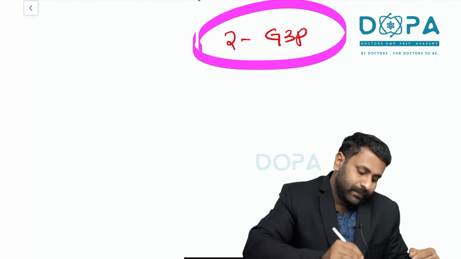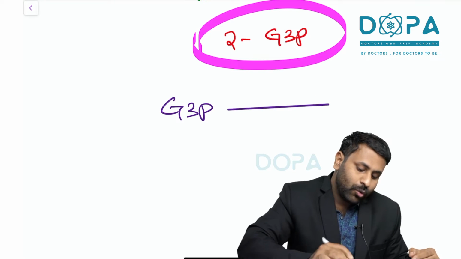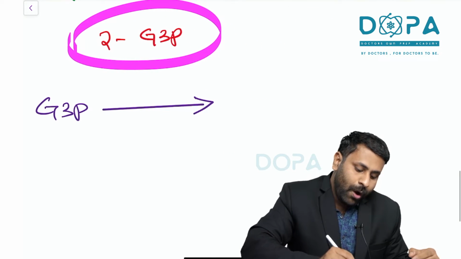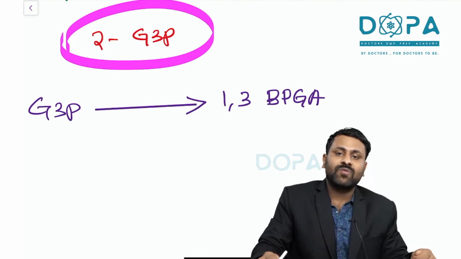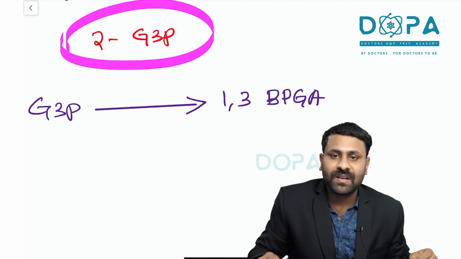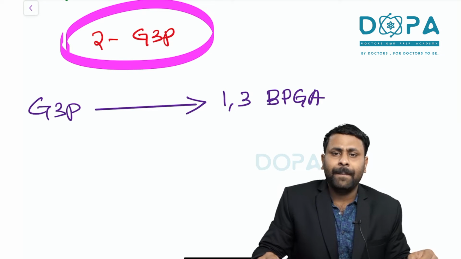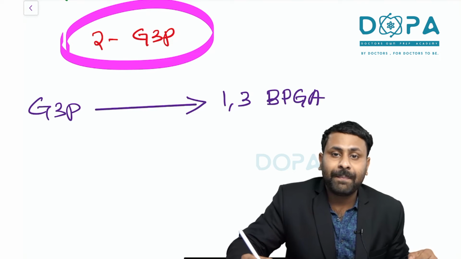Each G3P is converted into, listen carefully, 1,3-BPGA. 1,3-BPGA means 1,3-bisphosphoglyceric acid. What is the expansion of BPGA? Bisphosphoglyceric acid. Tell me, bisphosphoglyceric acid. Each G3P is converted into 1,3-BPGA.